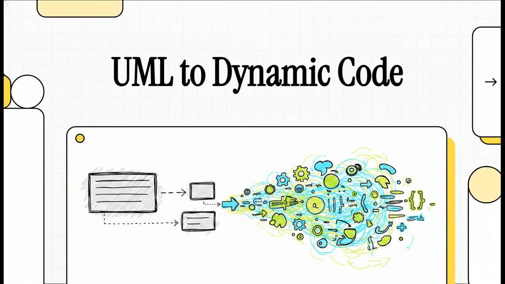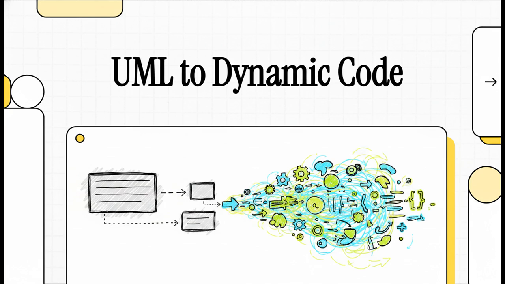All right, let's jump right in. Today we're going to tackle one of the most fascinating challenges in software architecture: how we actually take static UML diagrams and transform them into living, breathing, dynamic object-oriented code. We're talking about looking at a set of lines, boxes, and symbols and instantly seeing the exact loops and decisions that will eventually power an entire application.